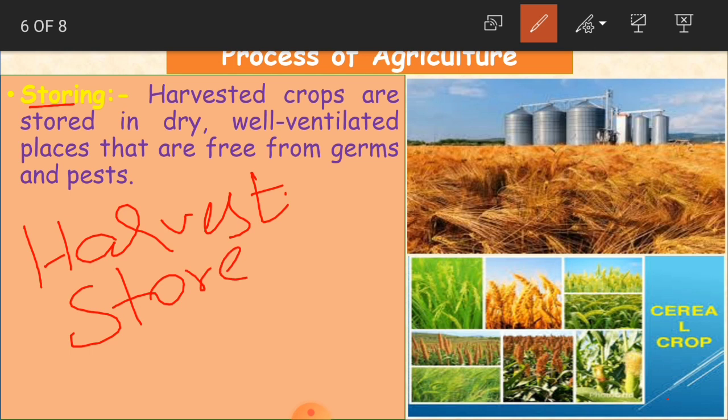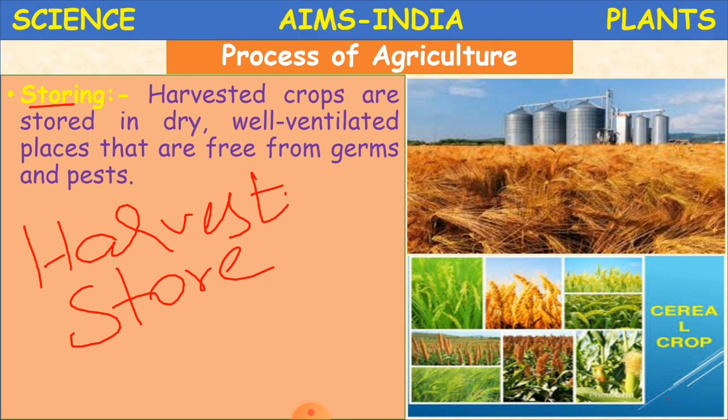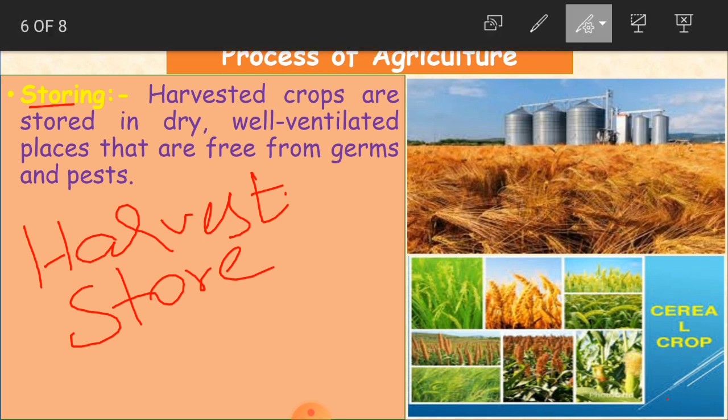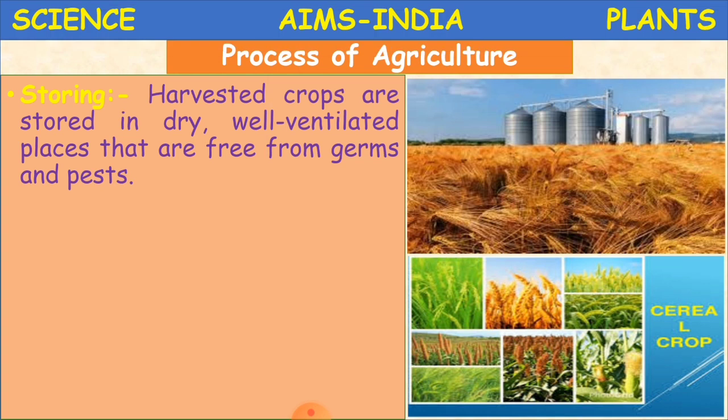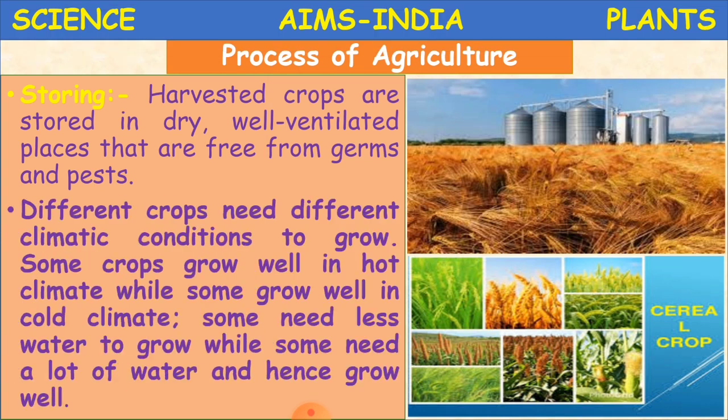Store it where? In a well ventilated and dry place. So all the processes of agriculture can be done in two ways, either manually or by using machines, which we call modern methods of agriculture. Both types are used in the agriculture process. Clear, children? Okay. Now we learn some more about agriculture, like the crops.